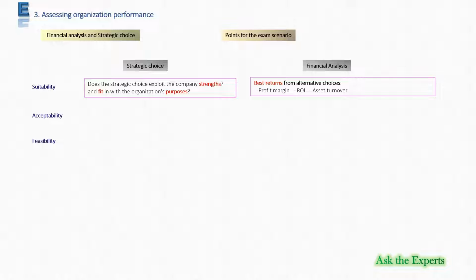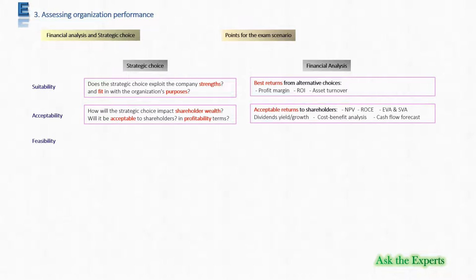Ask yourself, does the strategic choice exploit the company's strengths and fit in with the organization's purposes? For the acceptability, ask yourself, how will the strategic choice impact shareholder wealth?